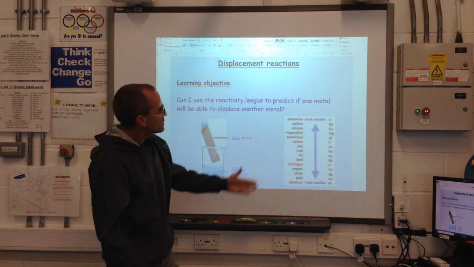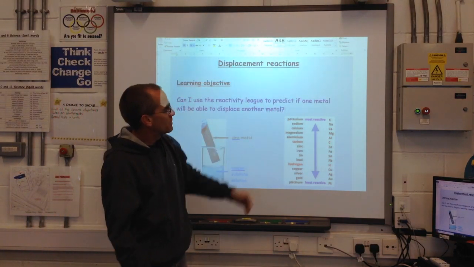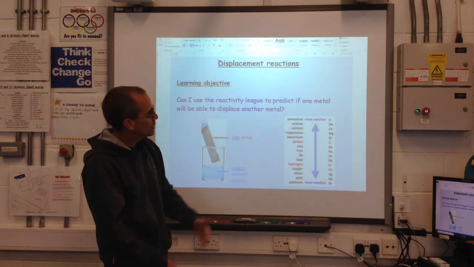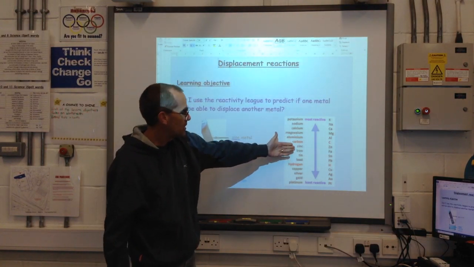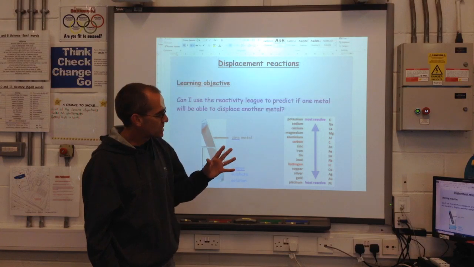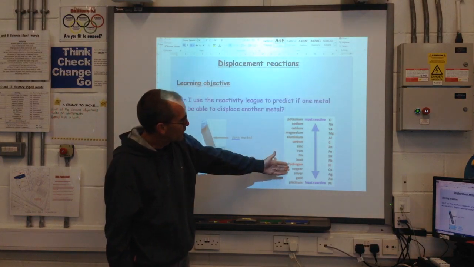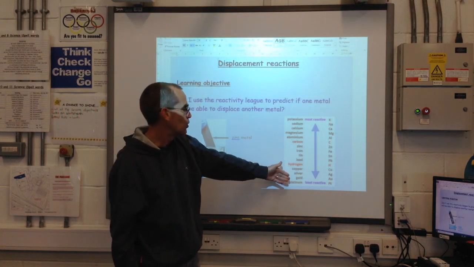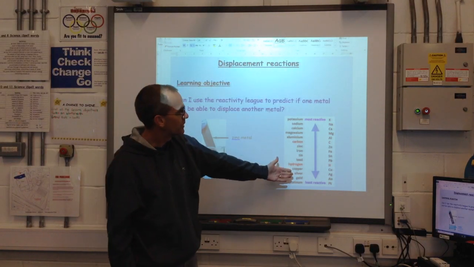So, the reactivity league, at the top we've got potassium, sodium, calcium, some very reactive metals. In the middle we've got zinc, iron, tin, lead, medium reactivity. And right at the bottom we've got metals like copper, silver, gold and platinum. These are the ones that are the least reactive.